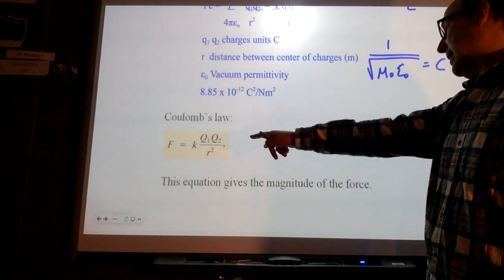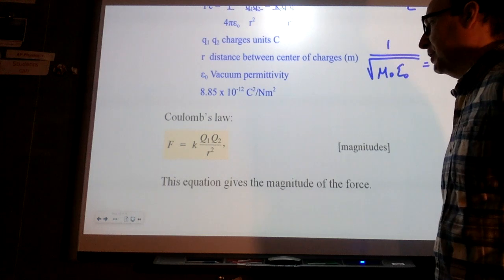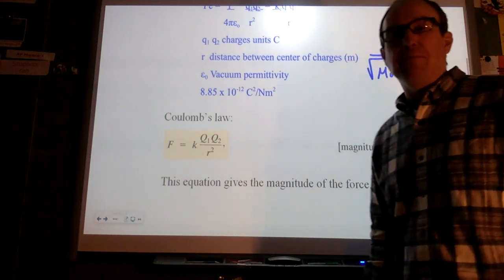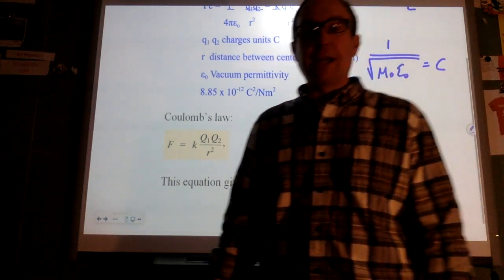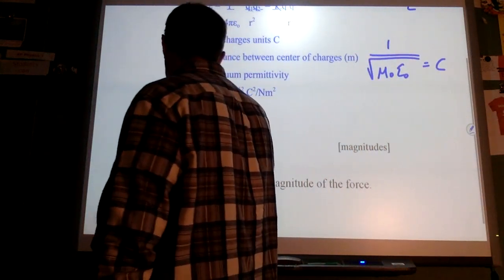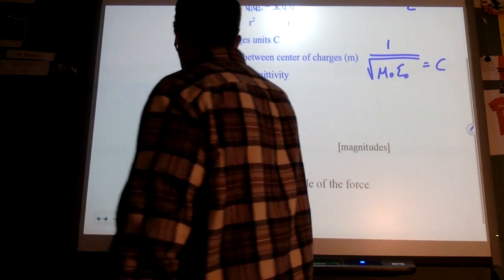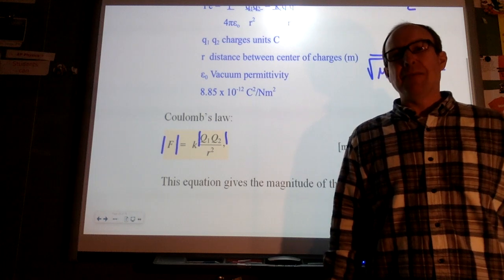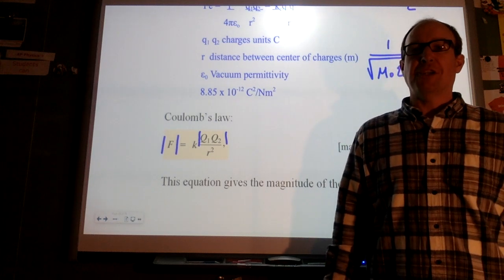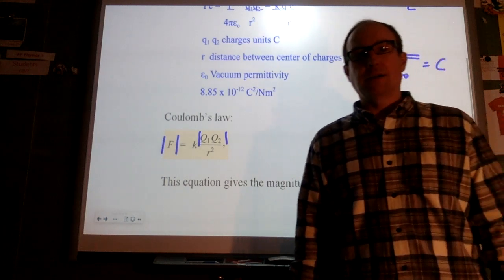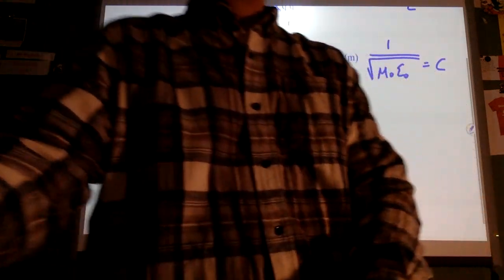So we can write this as F equals K Q1 Q2 over R squared. This is going to give us magnitudes. We're going to get our direction from signs. Very often, this is written with absolute value bars around the force and the charge. So I'd ask you not to put in the negative or positive charges and consider that at the end, like whether it's attractive or repulsive.